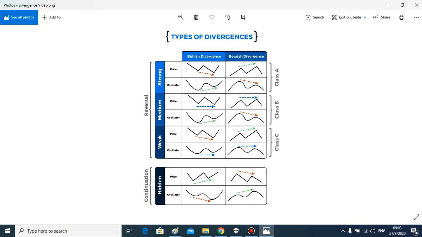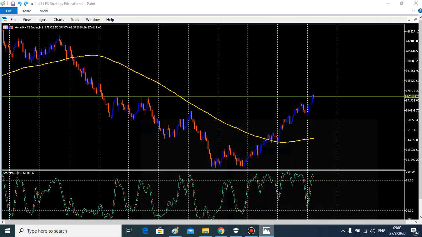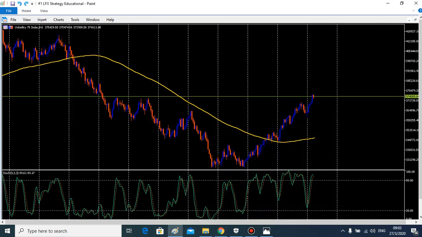There are other oscillators that you can use. You've got the stochastic, we've got the MACD, we've got the RSI, you name them. But I prefer using the stochastic oscillator. So today I'm going to be sharing with you on the volatility 75 index chart, which is the 1 hour, how I traded. This is the strategy that I'm going to be sharing with you guys.